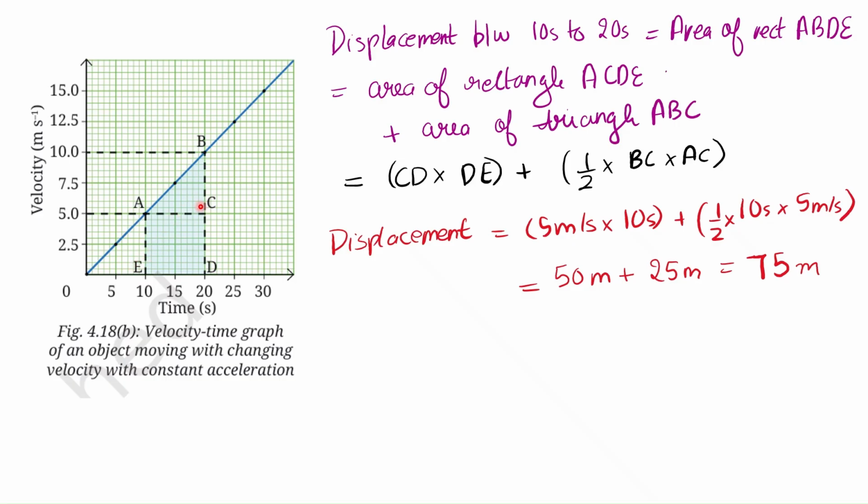This is the displacement of the car between 10 second and 20 second, which comes out to be CD into DE, that is the area of rectangle ACDE, plus half into BC into AC, which is the area of triangle ABC, which comes out to be 75 meter.